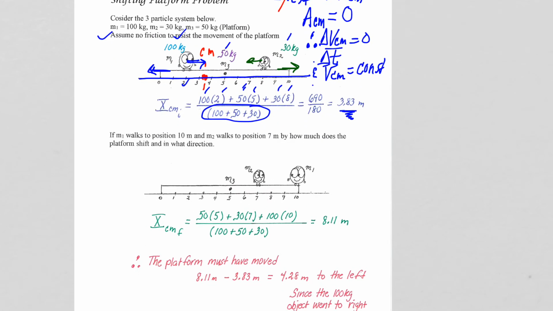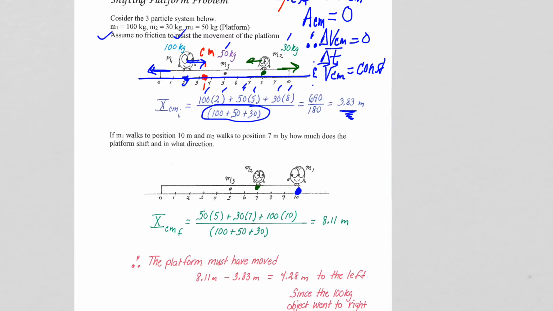So as M1, the 100 kilogram mass, moves from position 2 out here to position 10, and mass 2, this person, moves from position 8 to position 7, what I want you to do is to pretend that the platform does not shift at all. In other words, let's pretend the platform is being held in place, not allowed to shift, and calculate the center of mass as if no shift occurred.